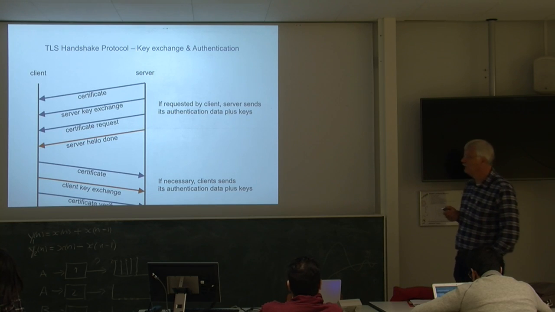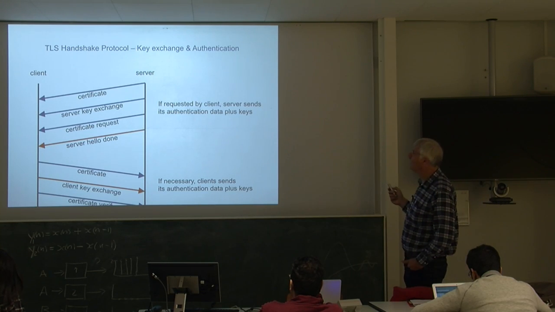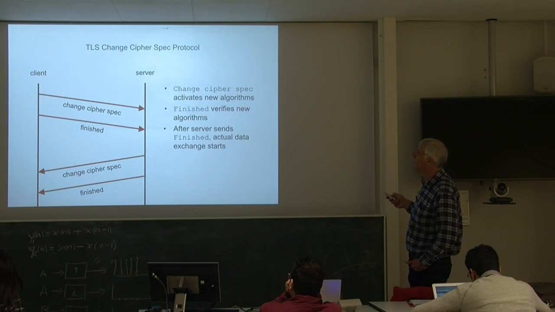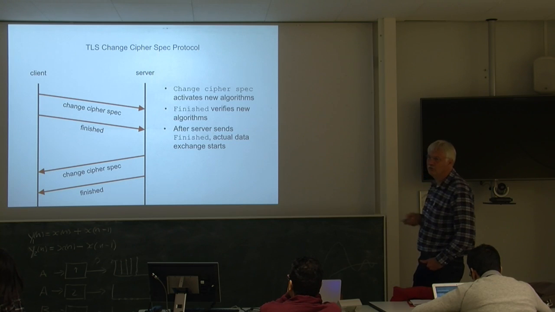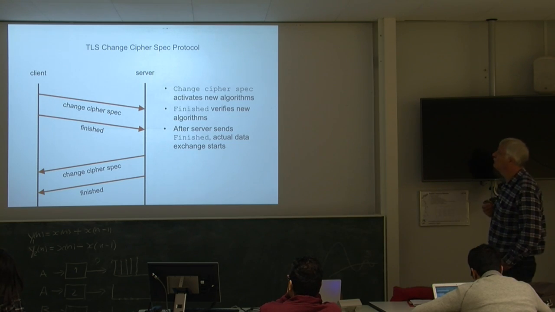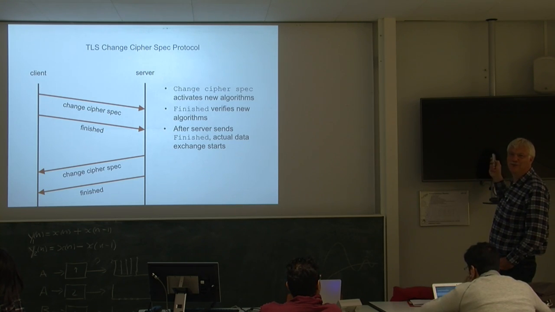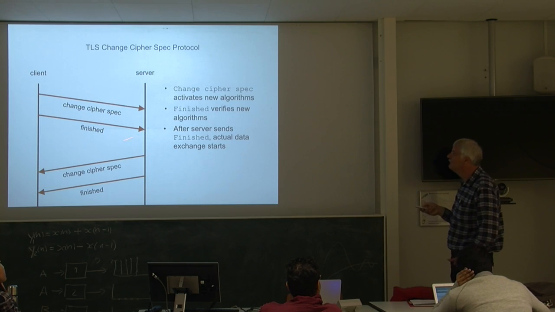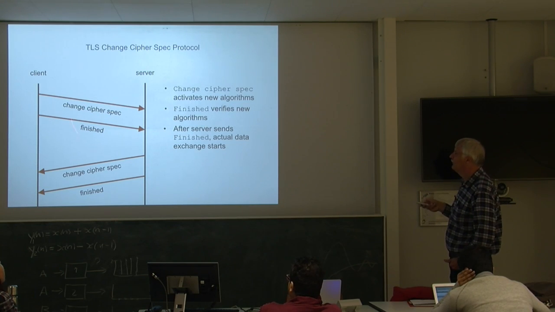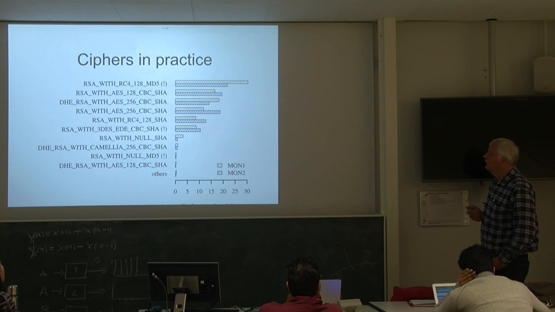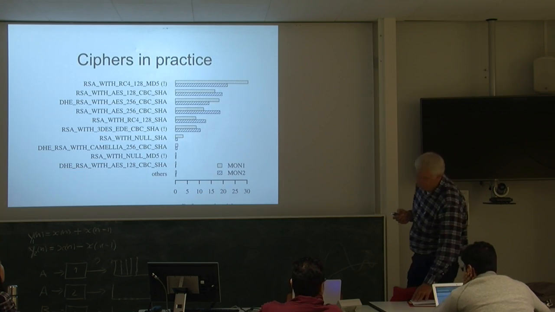And I'll come to that a little bit later. But first, what happens if you have a connection open for a long time or whatever? You can change your cipher spec, so you can change your keys. I never tried it, but I think you should be able to even change from triple DES to AES, I guess. So that's something that you can do during the data phase. But if you look at ciphers, I want to say something about that.